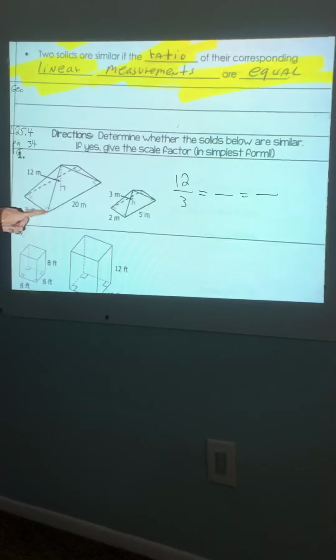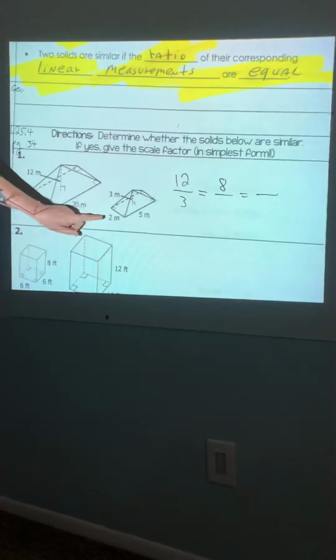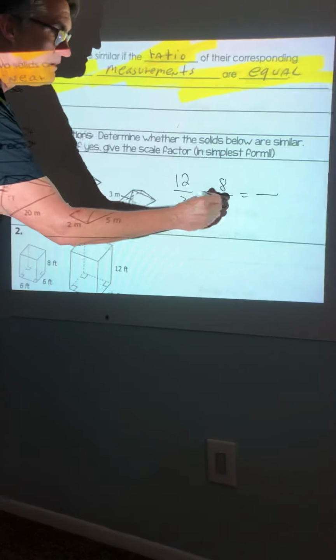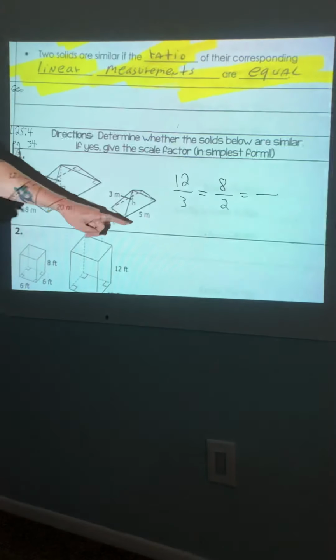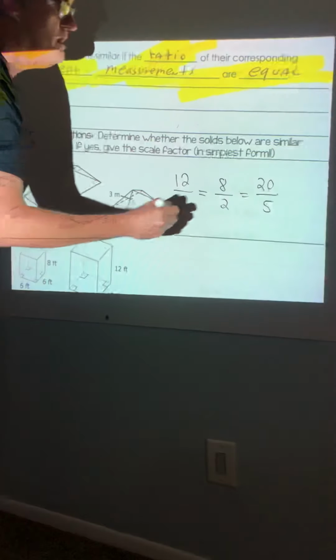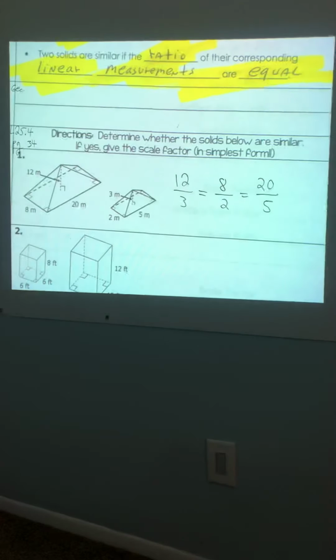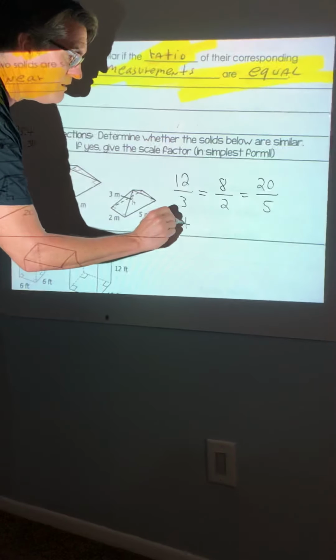All right, let's go to the next measurement. See this 8 right here? I'm going to put it here, and it corresponds with this 2. And then finally, I'm going to grab this 20, and it matches up with the 5. You guys have done this before. You didn't like it, but now we're going to take those matching parts, those linear measurements, and see if it's the same ratio. When you divide or simplify, look, 4.